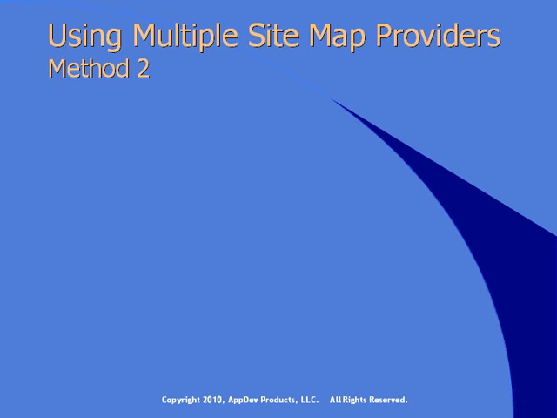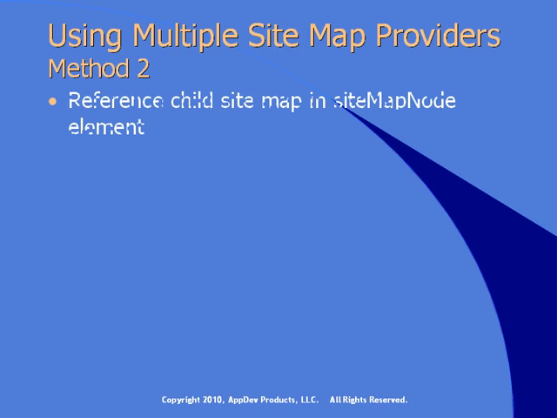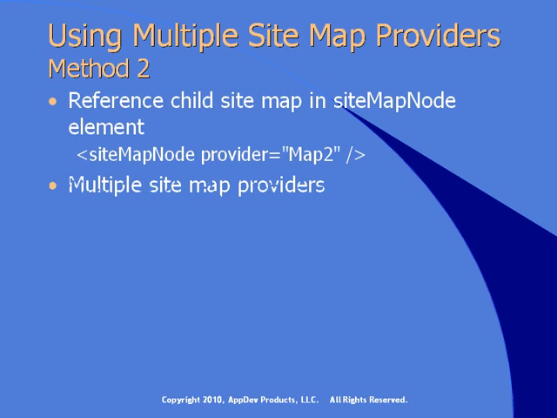You can also reference a child sitemap in a sitemap node element by referring to a provider that is defined in web.config. This has the same effect as using a sitemap file attribute to point to a child sitemap file, except that the file location is retrieved from a provider definition. So there I'm specifying that map2 provider, and that's going to use that map2 sitemap. So the term provider isn't really used as you might expect, nor is it used in the same way in other features of ASP.NET. So multiple different sitemap providers can all use the same XML sitemap provider, but can point to different sitemap files.